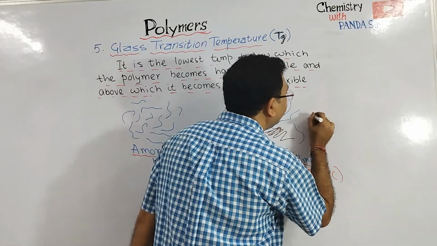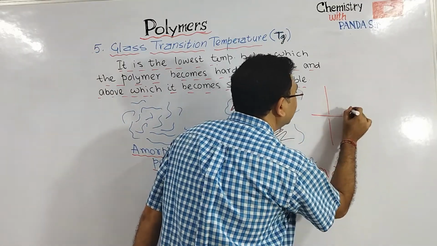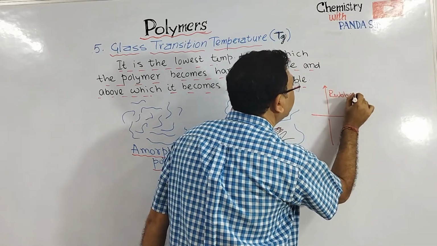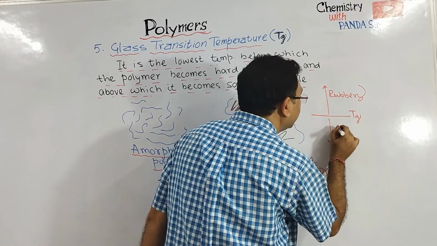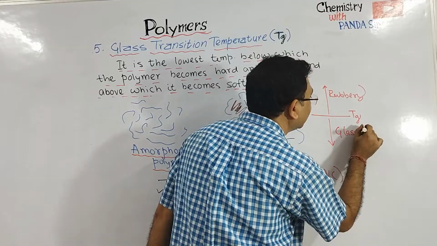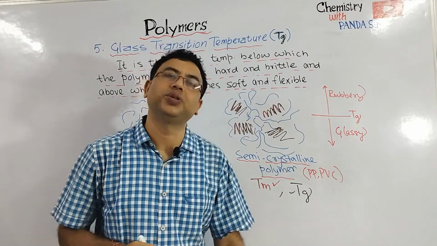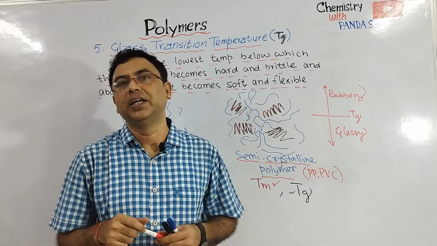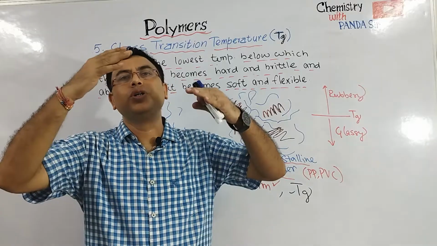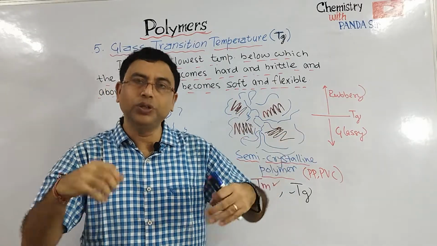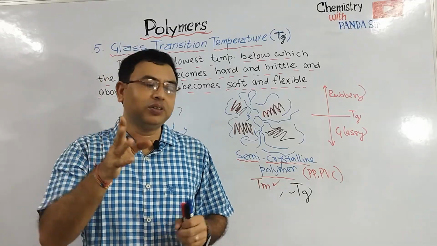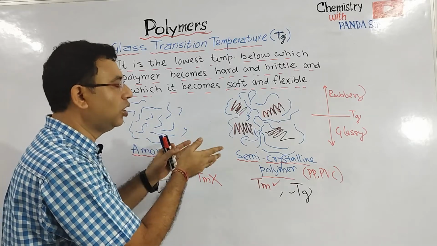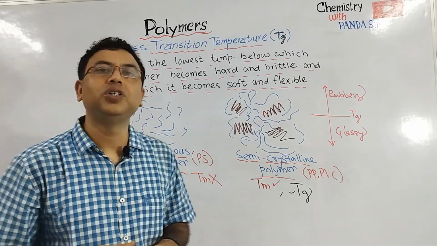So here I am getting a very clear-cut idea. Consider this is Tg. Above the Tg, the polymer will behave rubbery. Below the Tg, the polymer will behave glassy. That is the difference we need to understand. The glass transition temperature is very, very important to understand. Above which soft and rubbery, below which glassy. It is a characteristic value of all the polymers, no matter amorphous or semi-crystalline. That is the reason the Tg is so important.